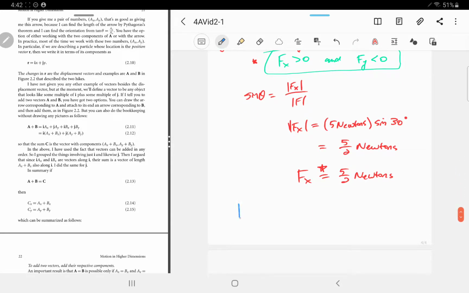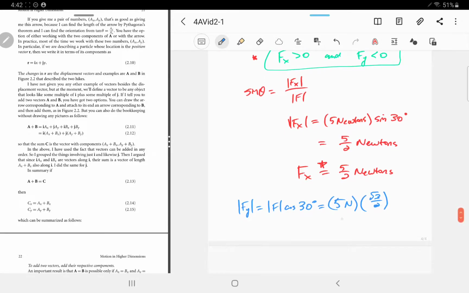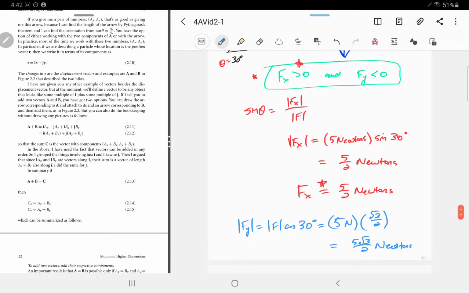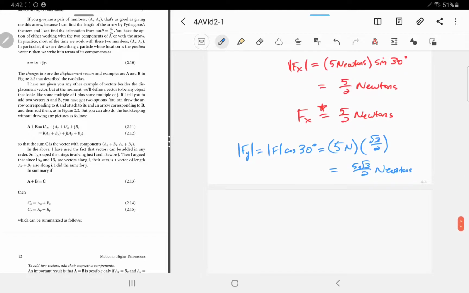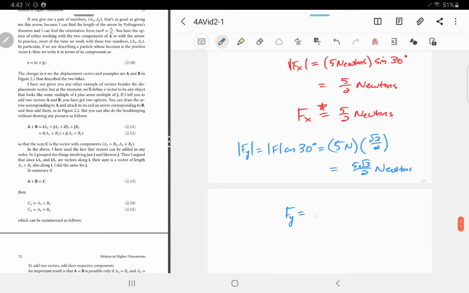So likewise, we can say the magnitude of Fy is F times cosine of 30 degrees. So this will be 5 newtons times square root of 3 over 2. Maybe I'll write this out: 5 newtons times square root of 3 over 2. Looks like this is 5 root 3 over 2 newtons, not worrying about significant figures right now. And then because Fy is negative, I have to go ahead and put in the minus sign. So Fy is minus 5 square root of 3 over 2 newtons.